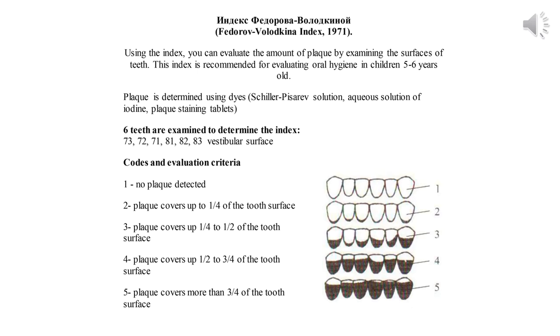After the teeth are colored, put a score on each tooth depending on which part of the surface is painted. If it is not colored, set score 1. If less than a quarter is colored, set score 2. If it is colored from a quarter to a half, set score 3. If it is colored from half to 3/4, set score 4. If it is colored 3/4 or more, set score 5.